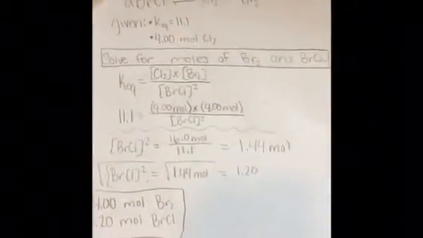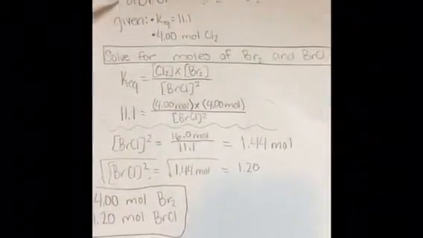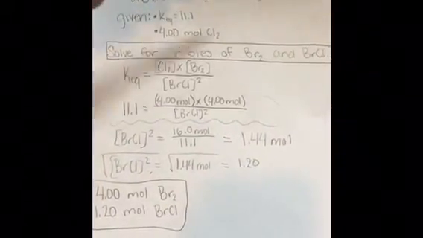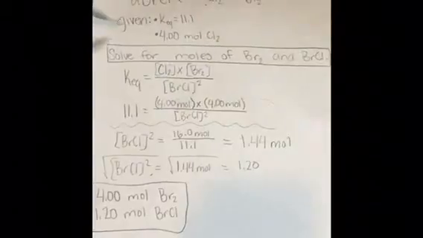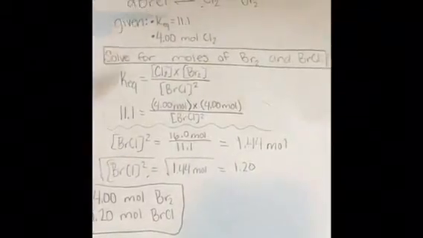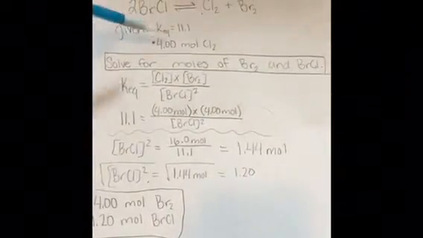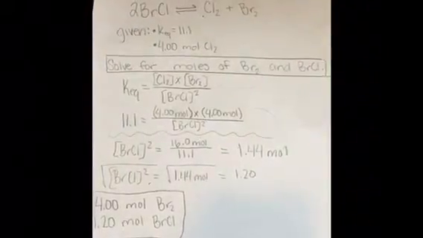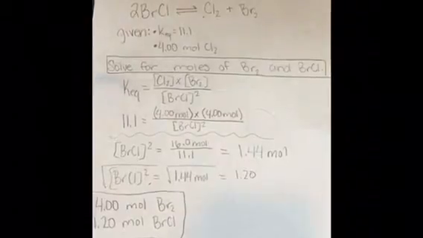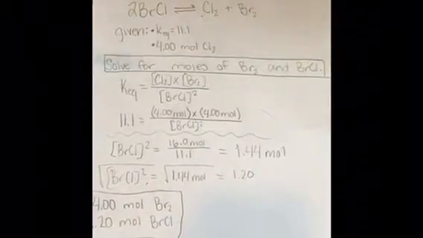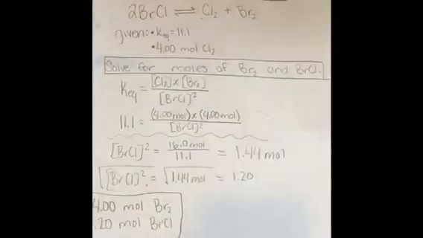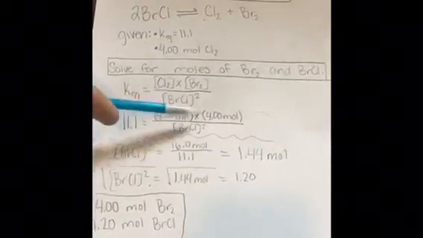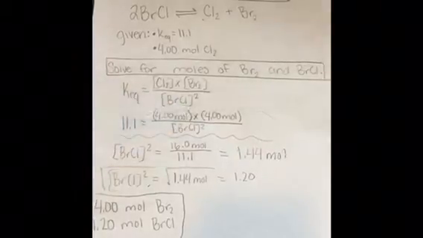We are going to be calculating the equilibrium concentration now of this equation. Bromine chloride decomposes to form chlorine and bromine gas. We are given that our equilibrium constant is 11.1 and we have 4 moles of chlorine gas. And we are solving for bromine gas and bromine chloride. Now, according to the equation, when bromine chloride breaks down, equal moles of chlorine and bromine are formed. Since we have 4 moles of chlorine, we can infer that we will have 4 moles of bromine.